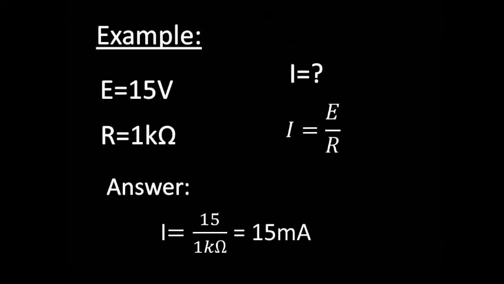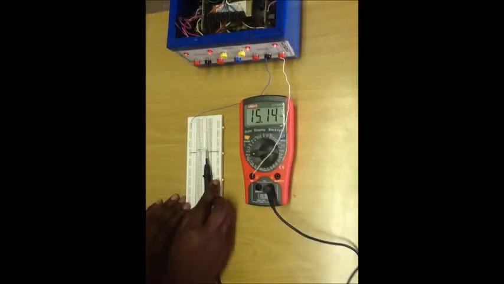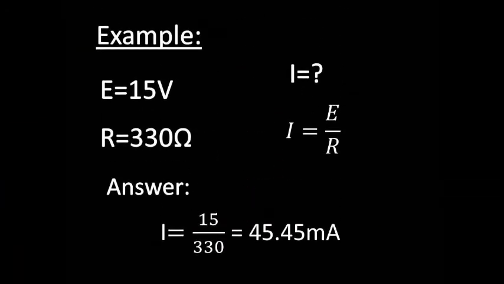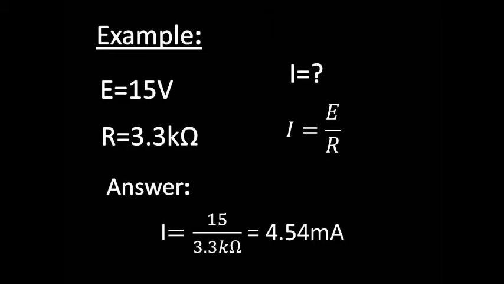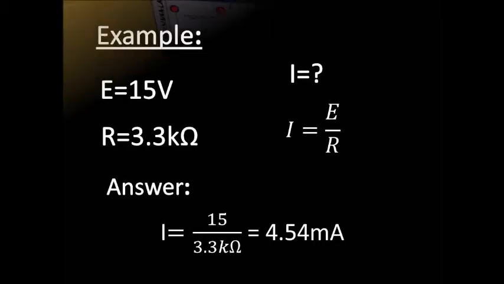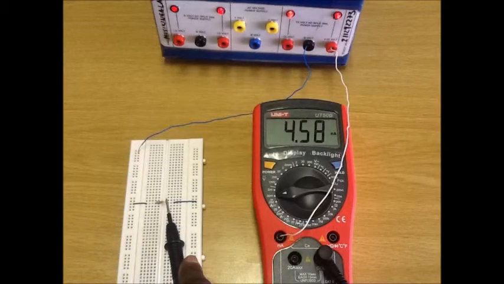For the 1 kilo ohm resistor, 15 milliamps as calculated value and 15.40 milliamps as measured value. For the 330 ohms resistor, 45.45 milliamps as calculated value and 46.5 milliamps as measured value. For the 3.3 kilo ohms resistor, 4.54 milliamps as calculated value and 4.58 milliamps as measured value.